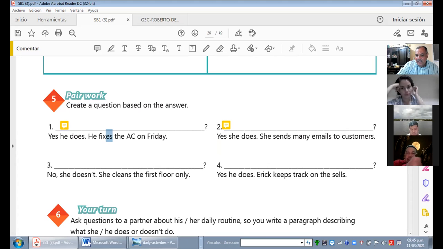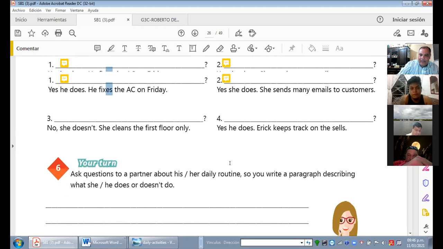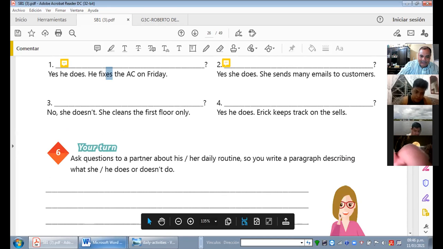Lo mismo sucede aquí, she sends. I, you, we, and they send. Pero tercera persona, he, she, and it sends. Lo mismo sucede aquí, cleans. I, you, we, they clean. Pero él, ella y una cosa o un animal singular cleans. Y lo mismo aquí, el verbo es keep. I, you, we, they keep. Pero he, she, and it keeps track on the cell. ¿Estamos de acuerdo? De acuerdo. Bien, excelente.